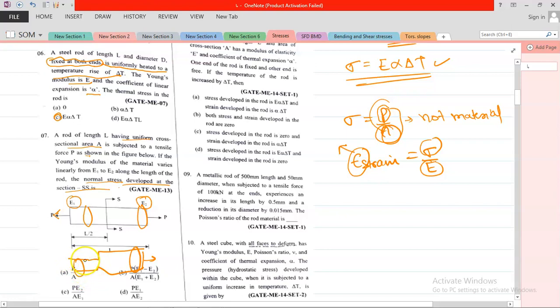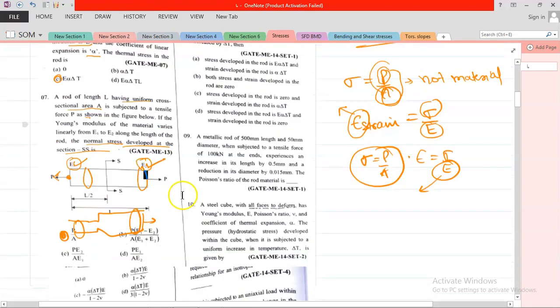Then your value will be changed for the stress, but here the area of cross section is same, hence your stress will be same on both the sides, and it is P by A. Now if we talk about strain, then strain will be different, because it is divided by the Young modulus of elasticity. Here the Young modulus of elasticity is different on each side, so the strain will be different.